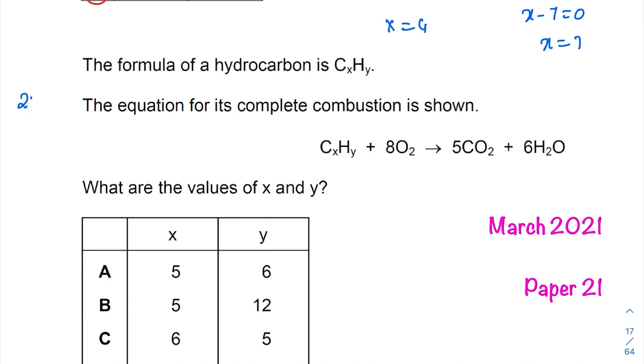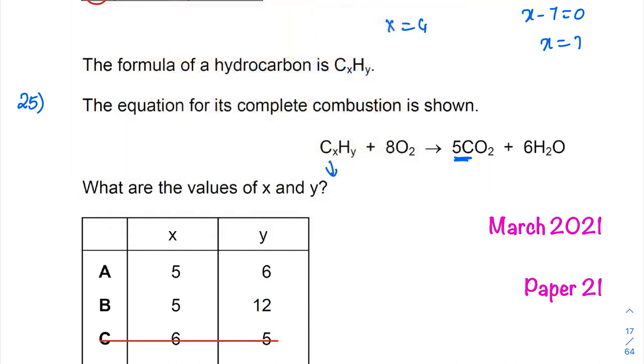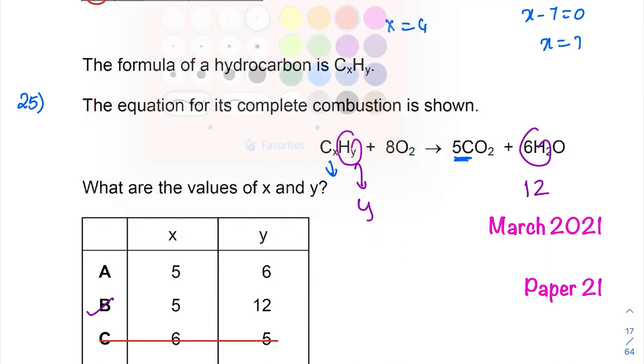Now coming to the next question, question number 25. The formula for the hydrocarbon is CxHy. The equation for its complete combustion is given. Write down the values of x and y. We can see that it is 5 carbons over there, so x also has to be 5 carbons. So when x is 5, obviously option C and option D are wrong. So I have to choose only option A and B. Then y. Y is dealing with hydrogen. How many hydrogens are over here? 12. 6 times 2 is 12. So option B is correct and option A is going to be the wrong option. So that's going to be the answer.